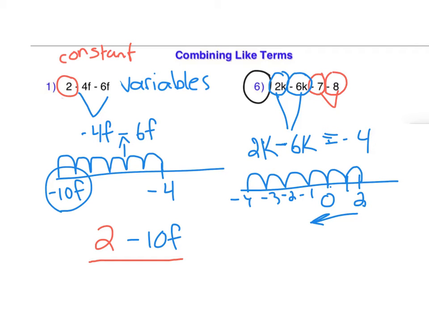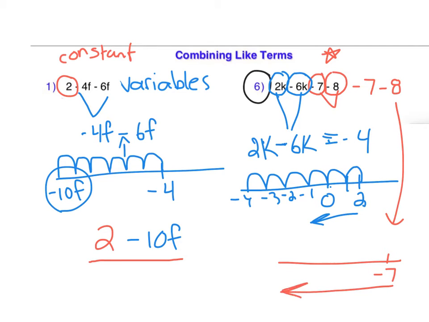For the constants, I have negative 7 minus 8. So now we have to remember, I'll draw the number line down here. I'm going to start at negative 7. Minus is going to the negative direction. I have to count 8 more. So negative 7, negative 8, negative 9, negative 10, negative 11, negative 12, negative 13, negative 14, negative 15. Let's check that that's 8 spaces. 1, 2, 3, 4, 5, 6, 7, 8. Okay, I got to negative 15.